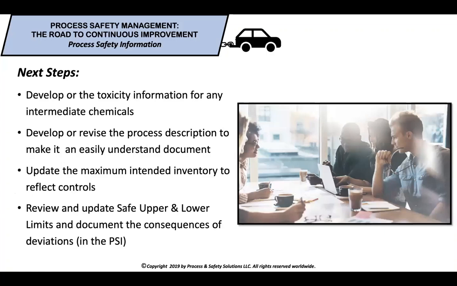So what are some of those next steps that you could take to make sure that you're addressing these two elements of process safety information? First, obviously, is develop the toxicity information for any intermediate chemicals that you might have. Sometimes that could be a task. The other part is actually looking at your toxicity information as it pertains to unintended mixing of other materials. So if you take a raw material and you're mixing it with another raw material, et cetera, or you're doing a reaction, et cetera, those things must be looked at from a toxicity standpoint as well.